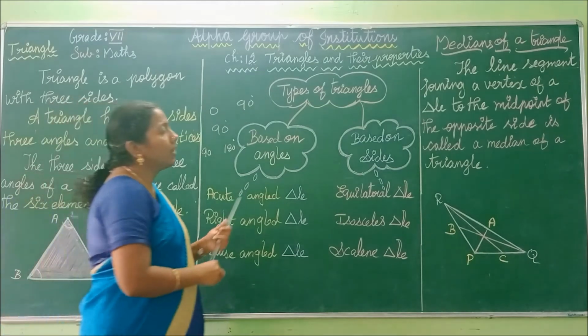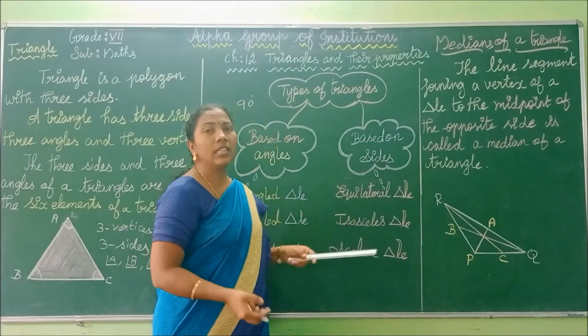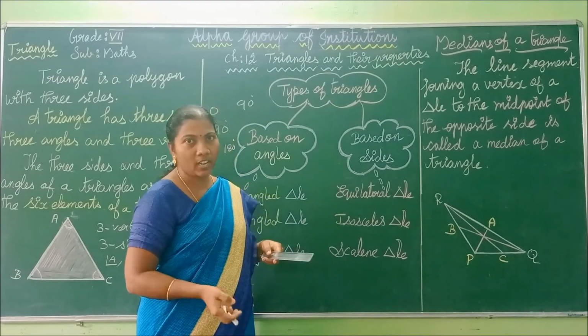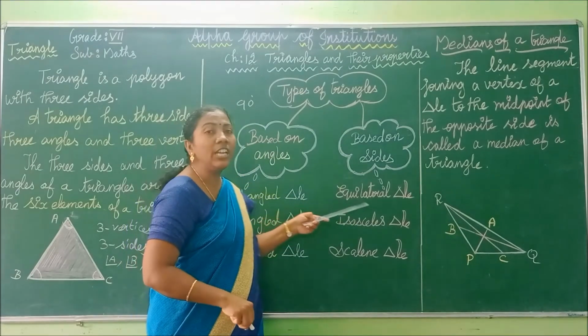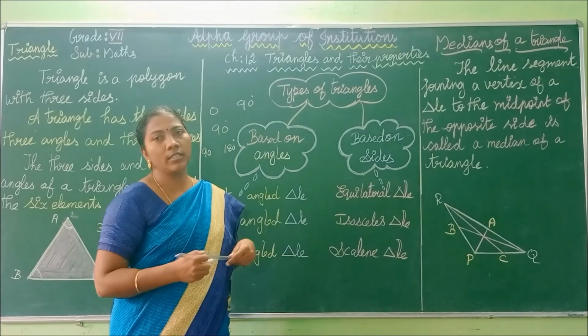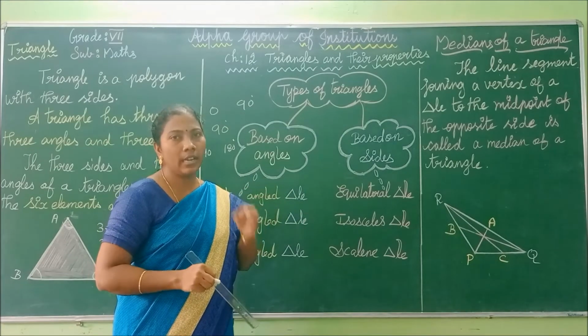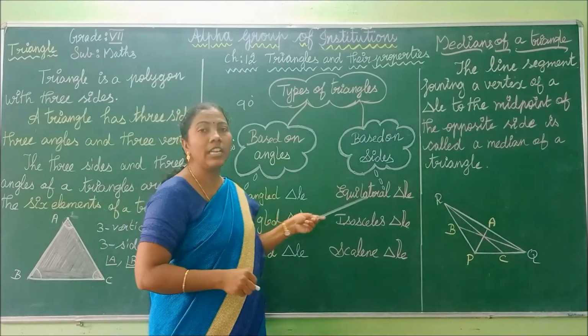Okay. Next we are going to see types of triangle based on sides. Based on the length of the sides of the triangle, we are classifying the triangle as equilateral triangle. What is the equilateral triangle? Triangle has how many sides? Three sides. If all the sides are equal in length, then the triangle is said to be an equilateral triangle.